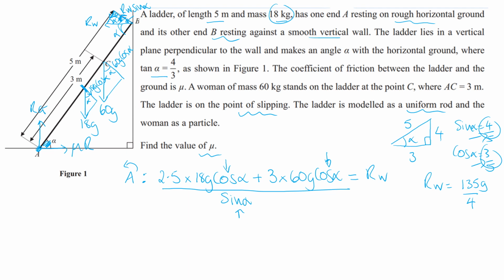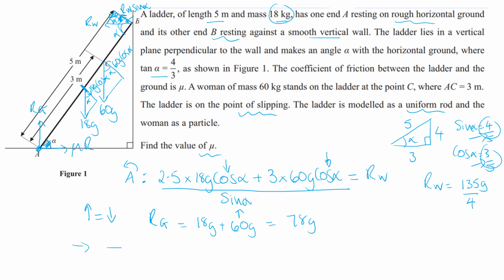So now we've found our RW, we can then use the fact that it's in equilibrium, so forces up is going to equal forces down. So forget about all the parallel and perpendicular, just put your eyes on forces up, forces down. So which are the forces that are going up? We've got RG, and that must equal 18g plus 60g. So that's equal to 78g.